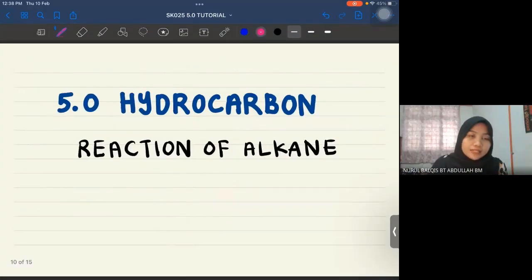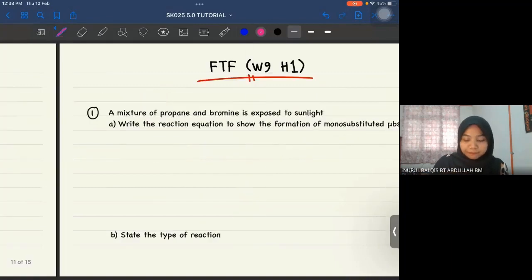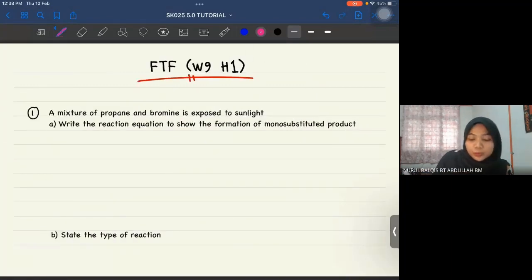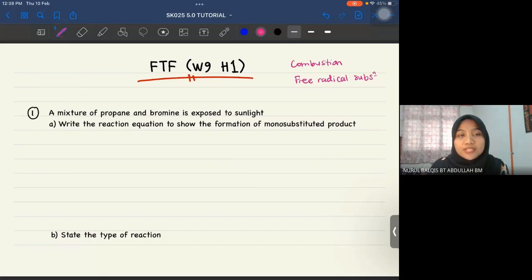Okay, so now we move on to the reactions of alkane. Reactions of alkane, we have only two reactions. First one is combustion. Another one is free radical substitution. Combustion and free radical substitution only for reactions of alkane. Combustion, just for your knowledge, has no special reaction to do, just know that it reacts with oxygen. But the one that is always asked about alkane reactions is free radical substitution.